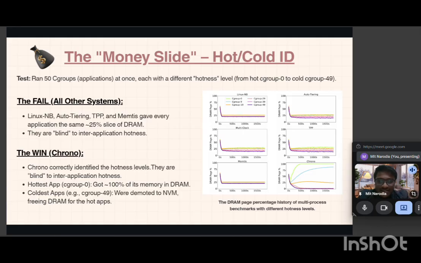And now let's look at Chrono's graph. It's perfect. It correctly shows the hotness, and the hottest app, C group 0, got almost 100% of its memory in DRAM, and the coldest apps were moved to the slow tier memory. This frees up the fast expensive DRAM for the apps that really need it. This is a huge win for fairness and performance.